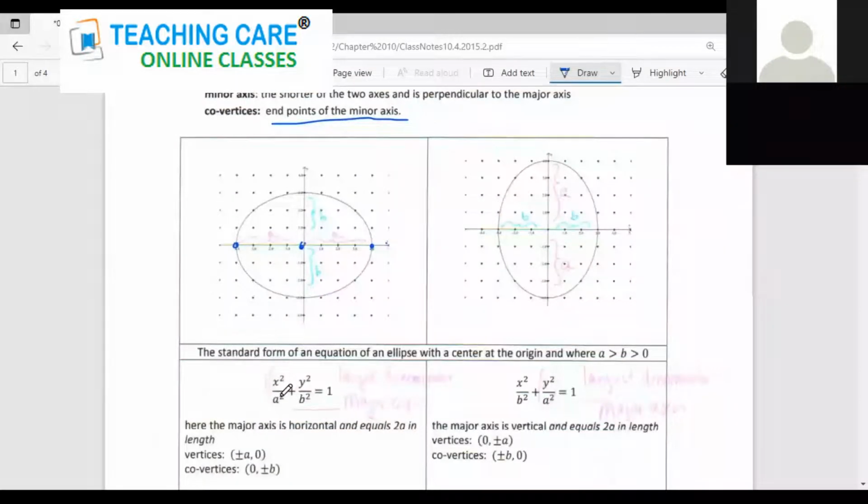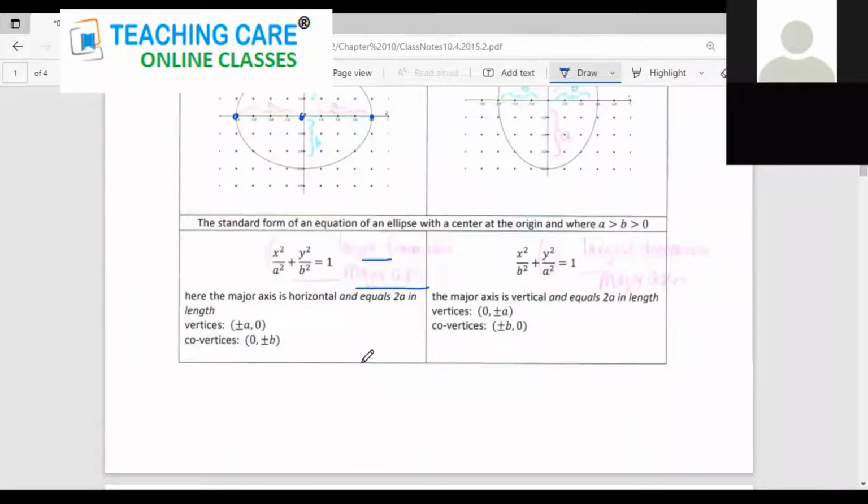Now, what is the standard form of an equation of an ellipse? It is x squared over a squared plus y squared over b squared equal to 1. The largest denominator will be the major axis. How are we going to find the vertices and co-vertices? If the major axis is horizontal, it equals 2a in length. The vertices are given by plus or minus a comma 0, and the co-vertices are 0 comma plus or minus b, because you take that y coordinate value. Understood all?